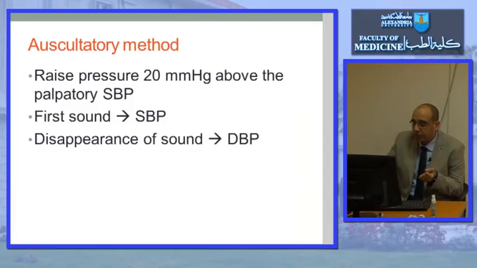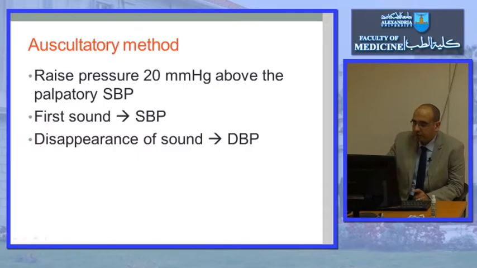After we do the palpatory method, and we know the systolic blood pressure through it, we do the auscultatory method. We elevate the blood pressure by about 20 to 30 millimeters of mercury above the palpatory systolic blood pressure. For example, if I get a palpatory systolic blood pressure of 130, I elevate during auscultation at first to 150 or 160, and then I decrease the blood pressure by opening the air valve.